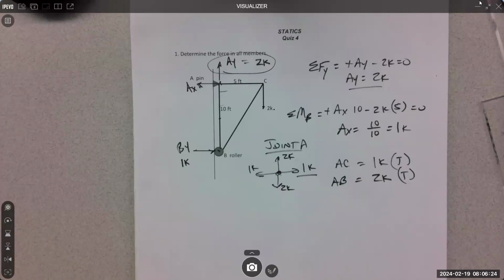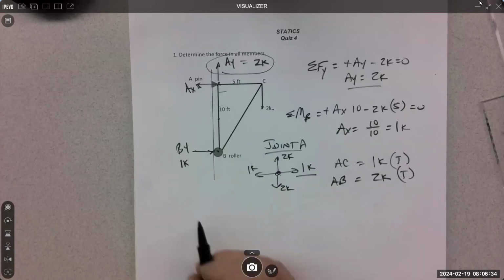So then we need BC. You can go to C to get it, or you can go to B to get it. Doesn't matter which one. I think I went to B.